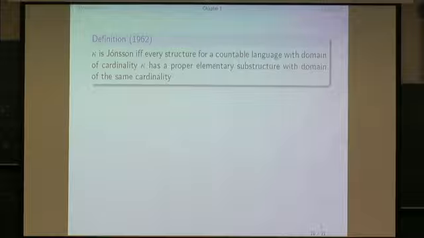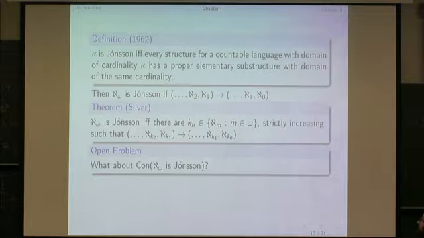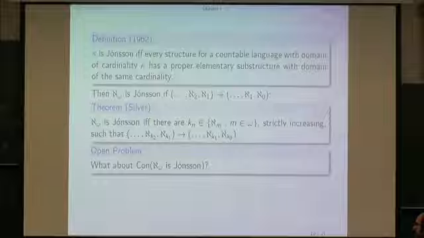So kappa is Johnson if every structure of cardinality kappa has a proper elementary substructure with the same cardinality. And this is implied by the omega chain. So we can put the omega chain here. That is, if we have the omega chain, we can have that aleph omega is Johnson. And the consistency of aleph omega Johnson is a big open problem. It has been open for decades now.